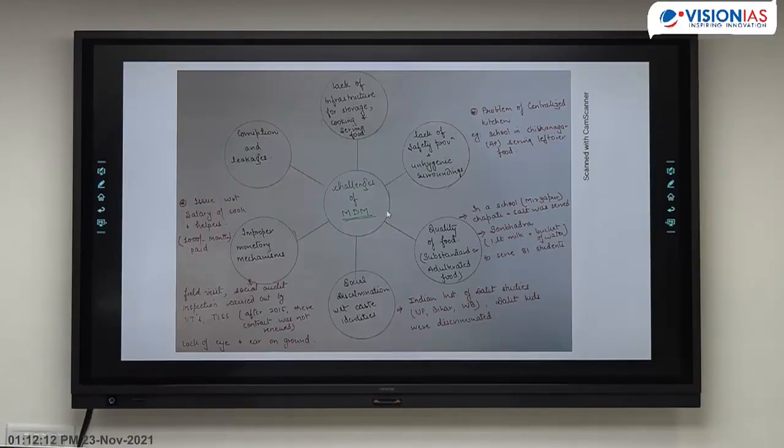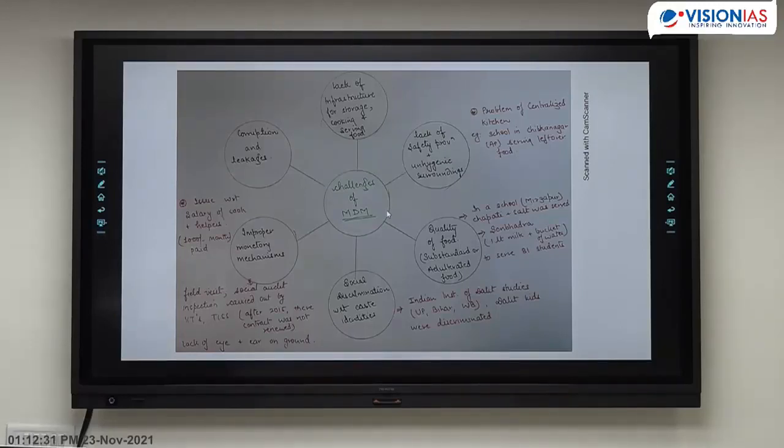I have given an example that in the context of Andhra, there was the issue with centralized kitchen because infrastructure was weak, so they thought that we can have a centralized kitchen concept. However, it was seen that in Chilukanagar in Andhra, the schools were serving leftover food. So obviously unhygienic food was being served.